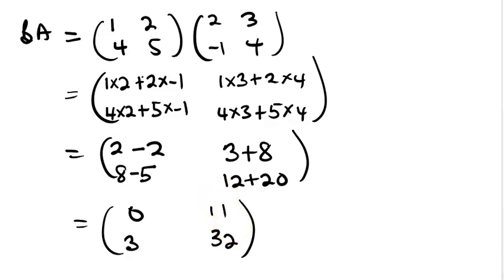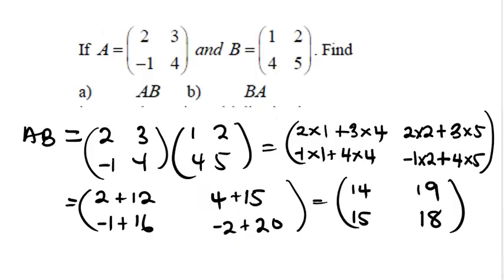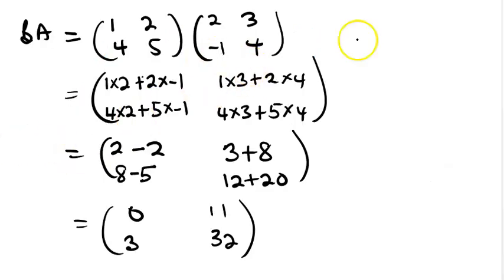Now let's look at something. Look at the answer that we got for matrix AB, and then matrix BA. You realize matrix AB is not equal to matrix BA. Even though you were not asked, I just want to chip in this, which means that matrix multiplication is not commutative.